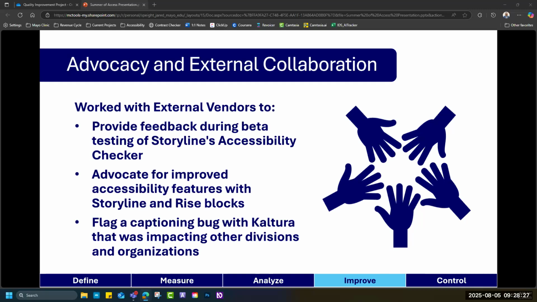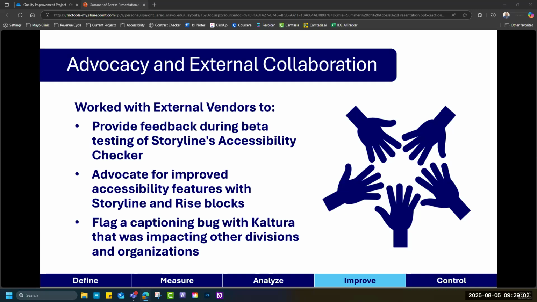So as Jared mentioned, we utilize technology, and sometimes, however, there were some issues identified, or maybe the tools themselves are falling short. And I think it's great to make sure you're advocating as well with collaborating externally. So I think one of the ways we did that was also providing feedback during the beta testing of Storyline's accessibility checker. And I'm not sure, Jared, if you mentioned this or not, but at the beginning of this project, we didn't have access to it, but it did come through as we were working on the project. And wow, what a great tool to use.